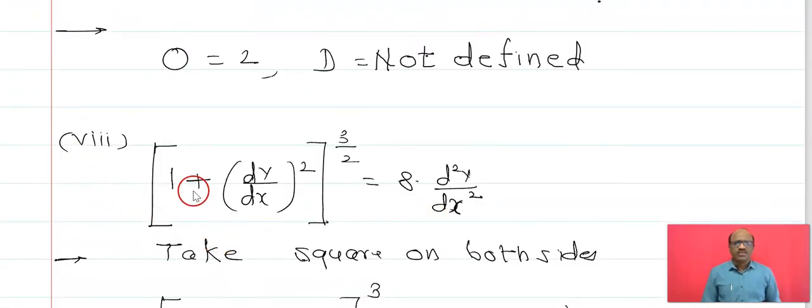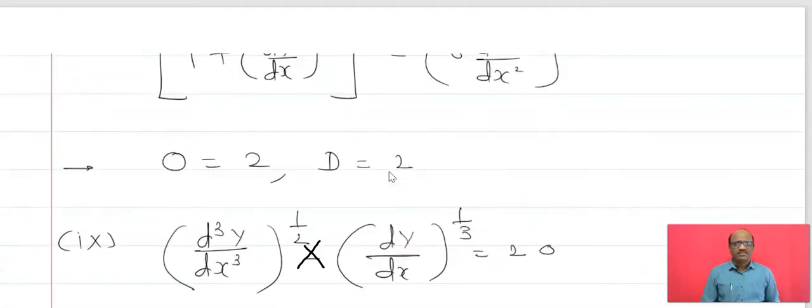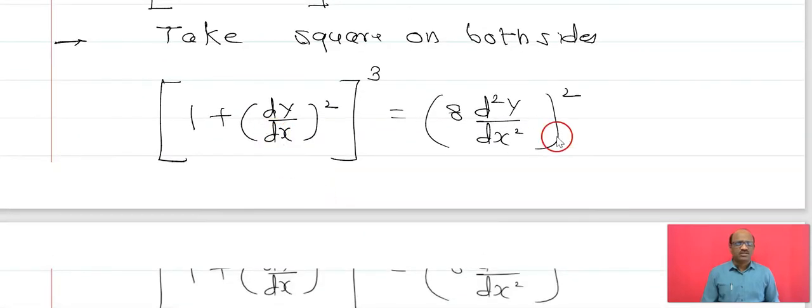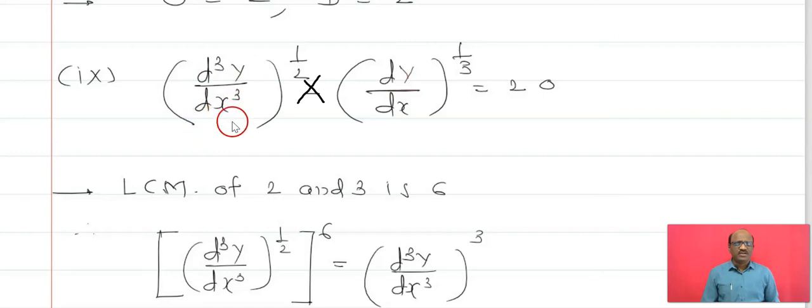Now the next, 1 plus (dy by dx) bracket square, raised to 3 by 2, is equal to 8 into d2y by dx square. Again, here is an exponent, 3 by 2. There should not be any fraction. Therefore, squaring on both sides, you will get (1 plus (dy by dx) square) cubed equals 8 into (d2y by dx square) whole square. And therefore the order is 2 and the degree is also 2.